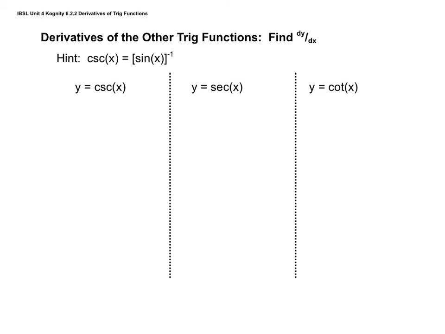Now I gave you a hint on this first one. Cosecant x is sine to the negative 1, which, by the way, do not confuse with the arc sine, the inverse sine. I know the notation is similar, but please make sure you distinguish. Remember, if we don't know how to take the derivative of something, we're going to see if we can rewrite it. So we have sine to the negative 1.